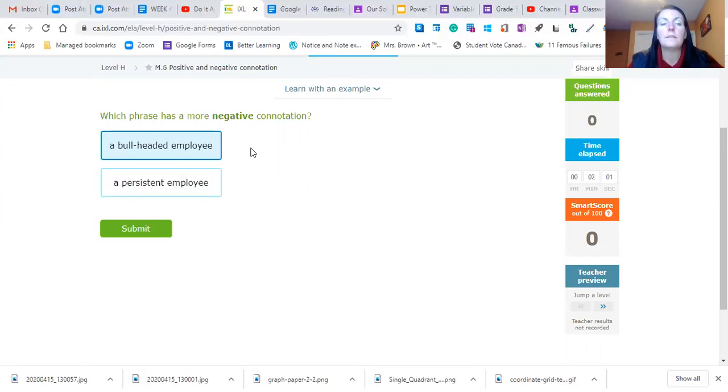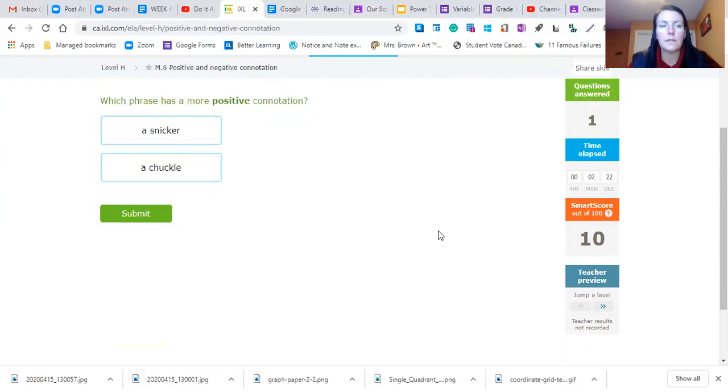So as a boss, he or she could call an employee a bullheaded person, or in the exact same scenario could call that employee persistent. Persistent is a much more positive spin on the word. All right, let's look at this one. Which phrase has a more positive connotation?